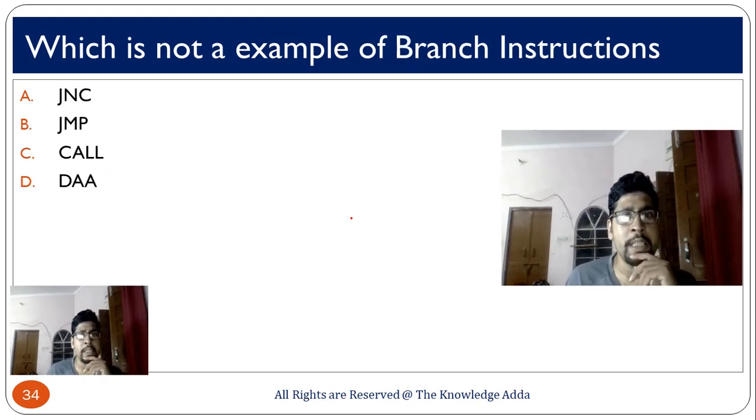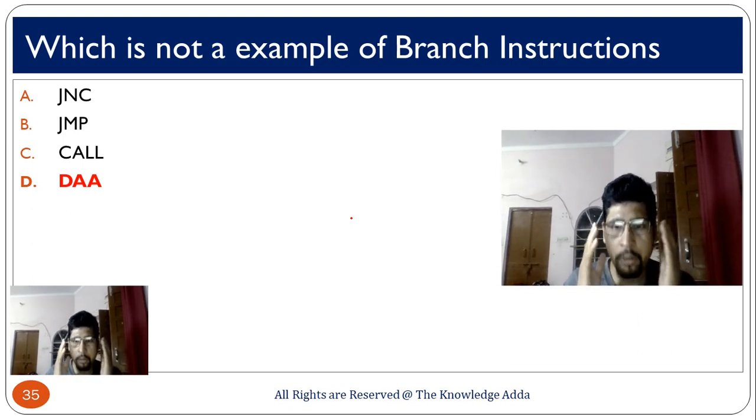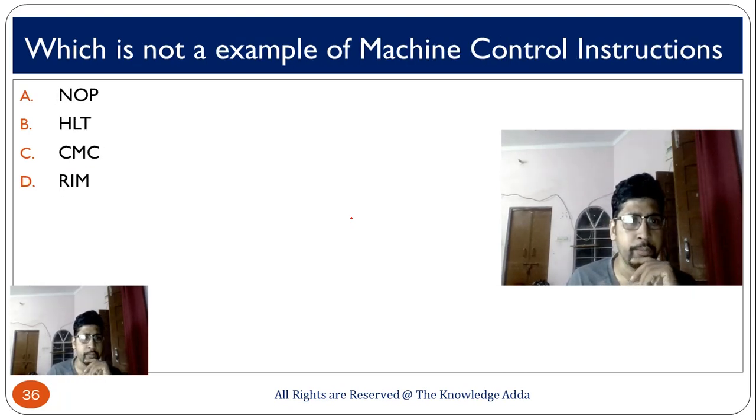Which is not an example of branch? Branch means where we check the condition. JNC, jump if no carry, means we are checking a condition. So this is an example of branch. Jump, we are jumping, means this is also an example of branch. Call means this is also an example of branch. But DAA means you are going to convert a hexadecimal value into a decimal value. That's why DAA is not an example of branch instruction.